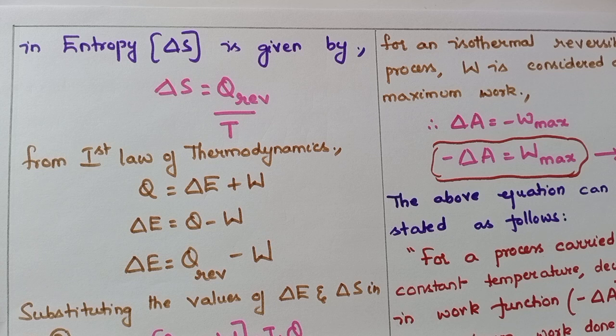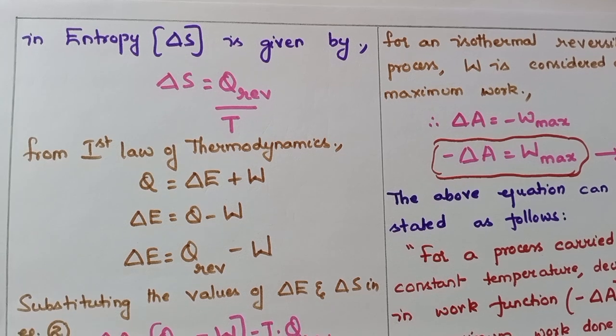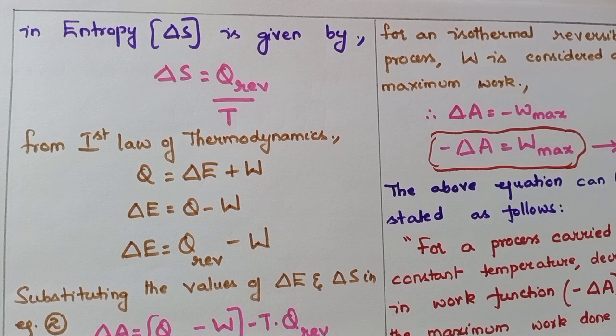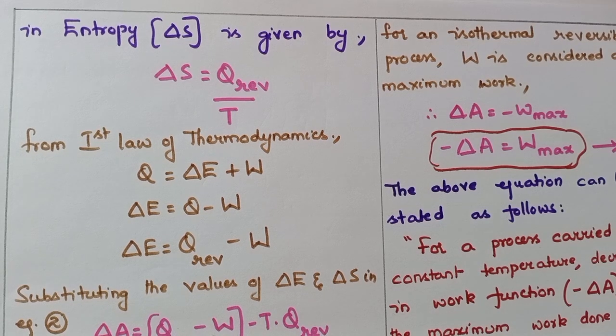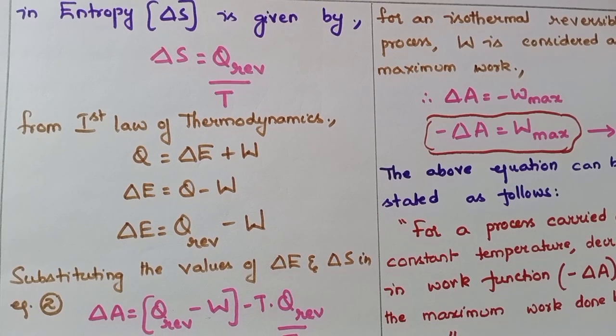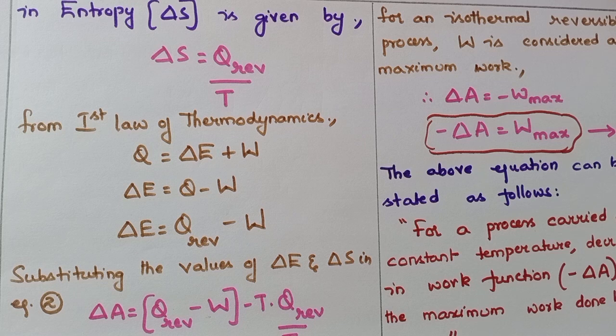We all know from first law of thermodynamics, Q is equal to delta E plus W. Now, if I bring delta E to the left side, what do we write on the right side? Q minus W. Very good. Below, delta E is equal to Q minus W, where Q is the amount of heat absorbed, which is Q reversible. So write down delta E is equal to Q reversible minus W.